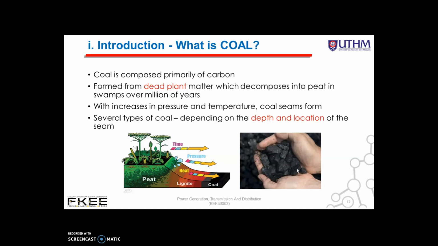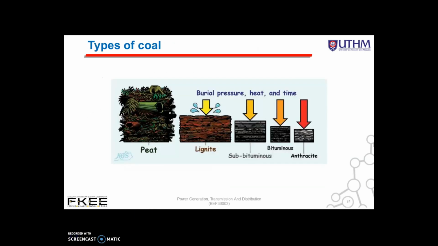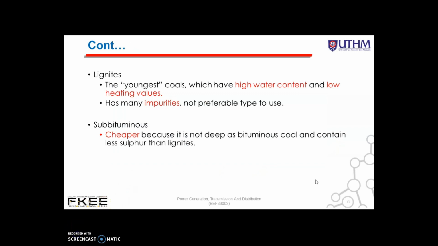There are several types of coal, depending on the depth and location of the seam. Coal is classified into four main types or ranks: anthracite, bituminous, subbituminous, and lignite. The ranking depends on the types and amounts of carbon that coal contains and on the amount of heat energy the coal can produce. The rank of a coal deposit is determined by the amount of pressure and heat that acted on the plants over time. Okay, we look at the types of coals.